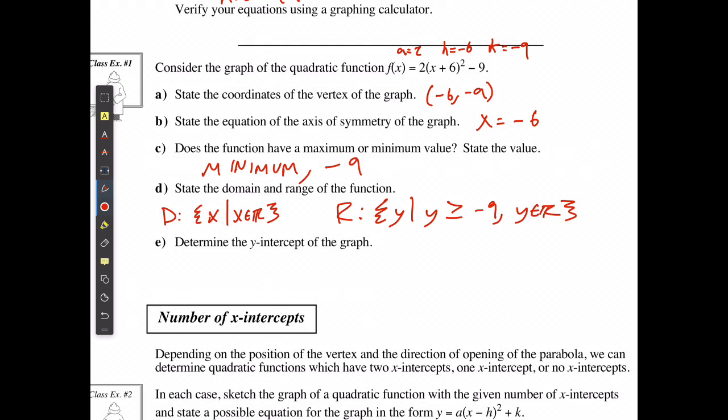And if I'm determining what the y-intercept on this graph is, well, the y-intercept is when x is equal to 0, so the y-intercept is going to be when I have f of 0 is equal to 2 times 0 plus 6 squared minus 9, or f of 0 is equal to 63.